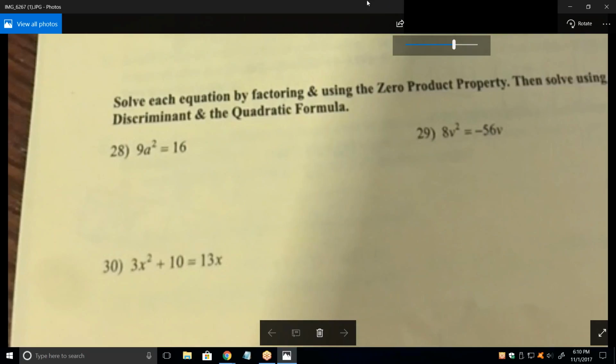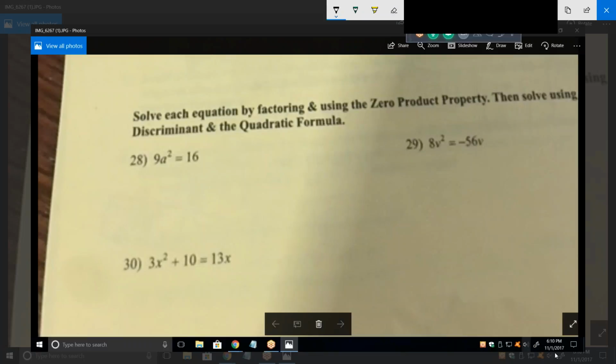Solve each equation by factoring and using the zero product property. Then solve using the discriminant and the quadratic formula. We did 29 and 28 yesterday, but we just need to do 30. That's right, I remember. So, how can I do 30? We have to square root... no.